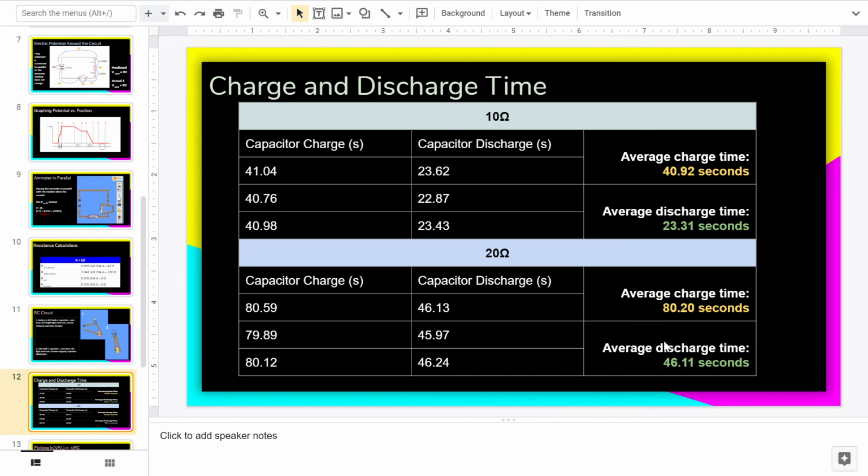For my measurements for the 10 ohm light bulb, the average charge time was 40.92 seconds and the average discharge time was 23.31 seconds. For the 20 ohm light bulb, the average charge time was 80.2 seconds and the average discharge time was 46.11 seconds.